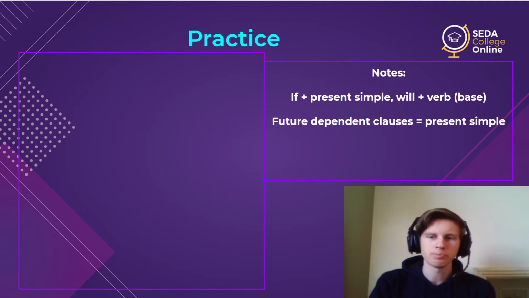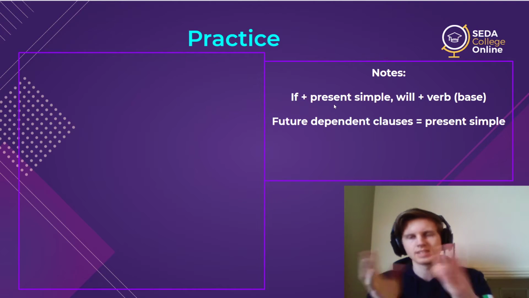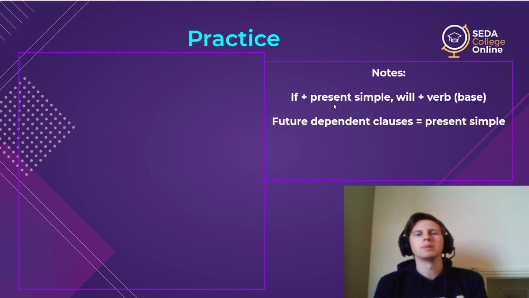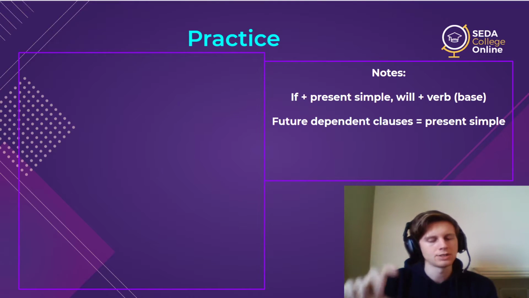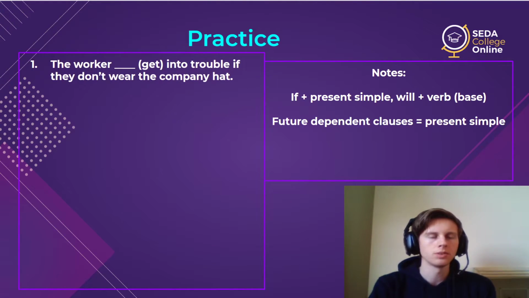And then your future dependent clauses, present simple, which, this is a future tense, this is a dependent clause. So really, it's the same thing. It's the same idea. But just to make it clear, we separate. All right, so here's the first sentence. The worker into trouble if they don't wear the company hat.